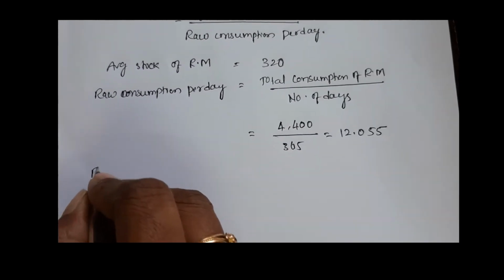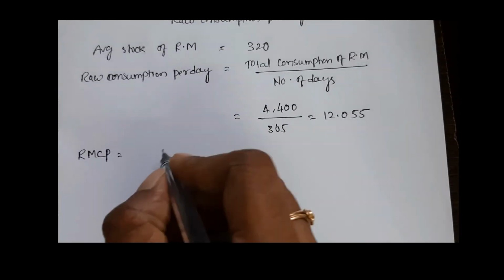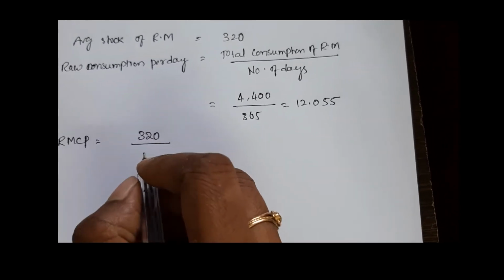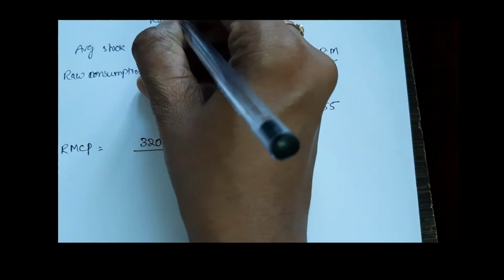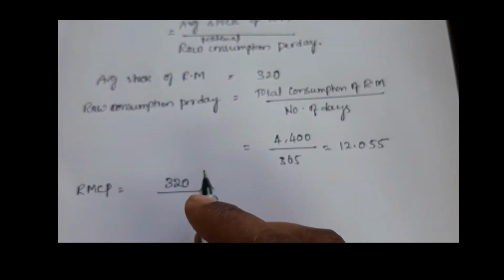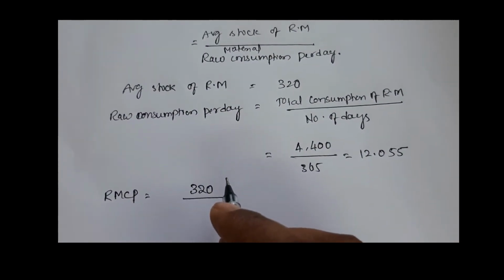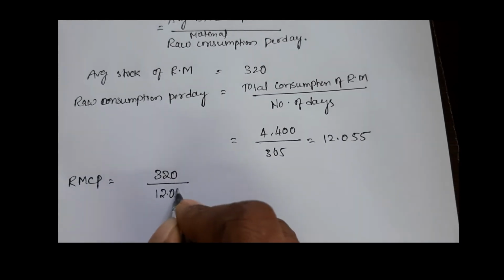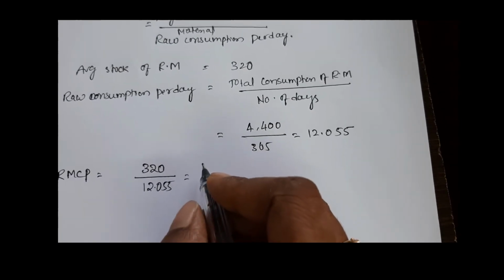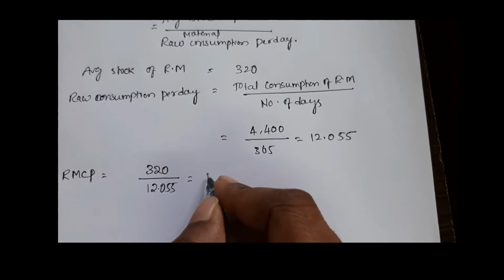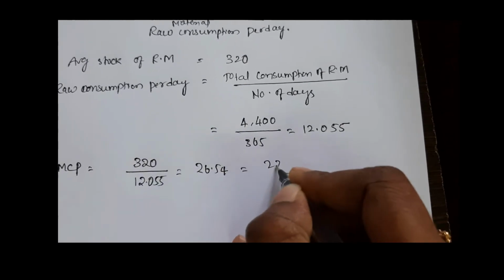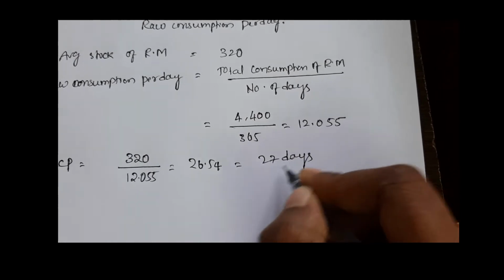Now RMCP is equal to average stock of raw material divided by raw material consumption per day. Raw material consumption per day is 12.055, and we will get 26.54, and this can be rounded off to 27 days.